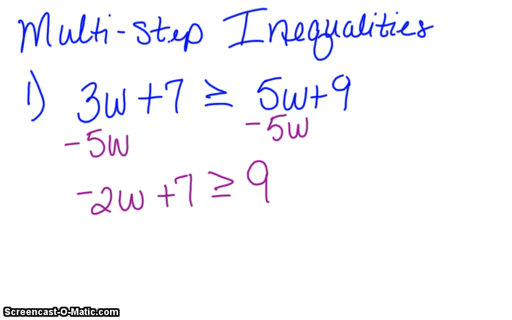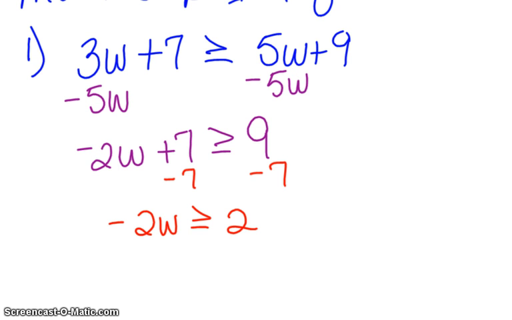Next step, since I put the w's to the left, I'm going to subtract 7. The 7's cancel out, and we're left with negative 2w is greater than or equal to positive 2. And it looks like our last step, divide by negative 2. W on the left, negative 1 on the right.